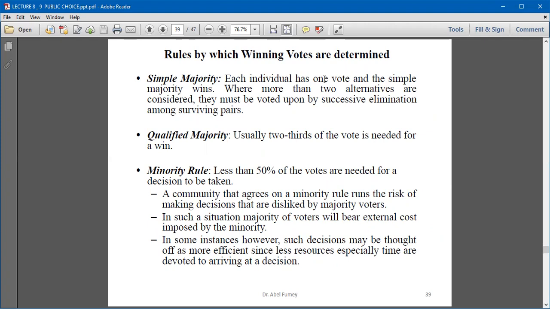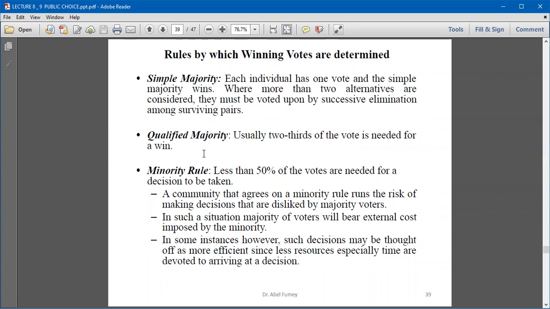Okay. All right. Now, rules by which winning votes are determined. How are winning votes determined? We have the simple majority. For the simple majority, if an election is being conducted on this rule, then each and every voter has only one vote, and the choice of the policy or the option just needs a simple majority, more than 50%, and you have won. Then for qualified majority, you need at least 2/3 of the vote before you can win. So like 66.7% voting. That should qualify the policy to be the winner.